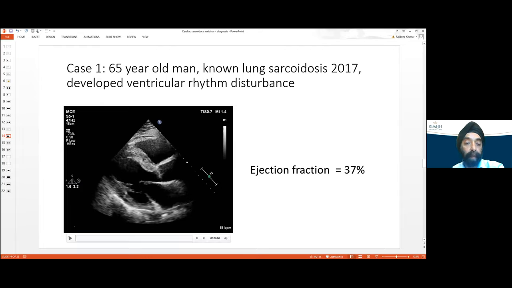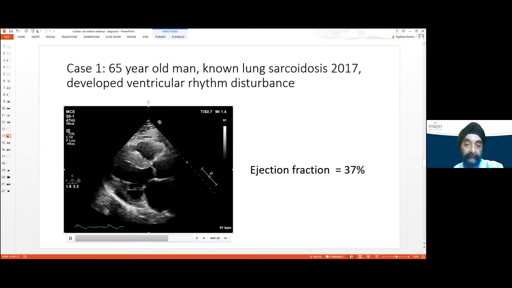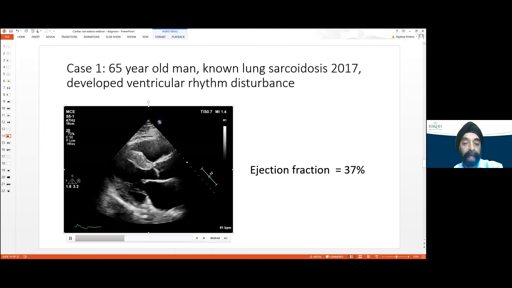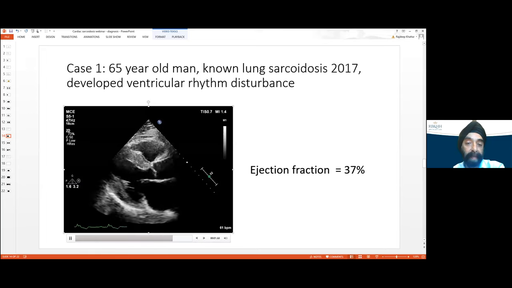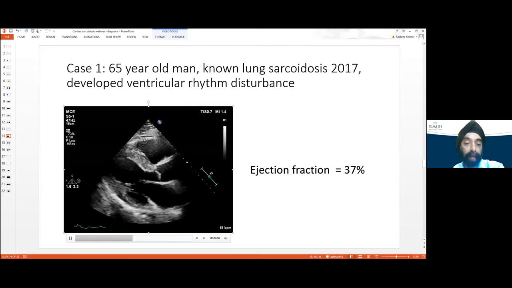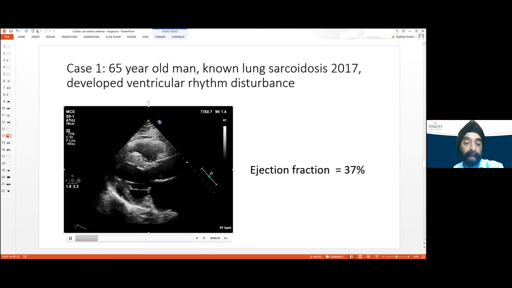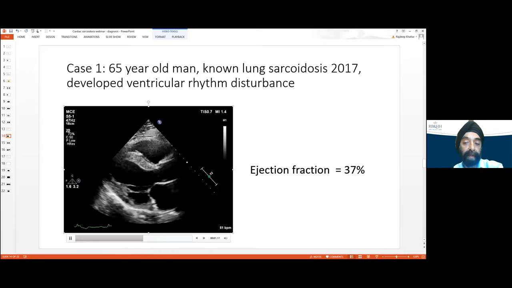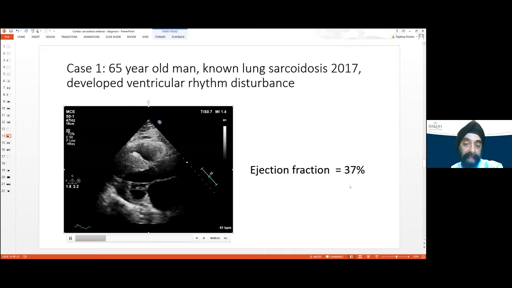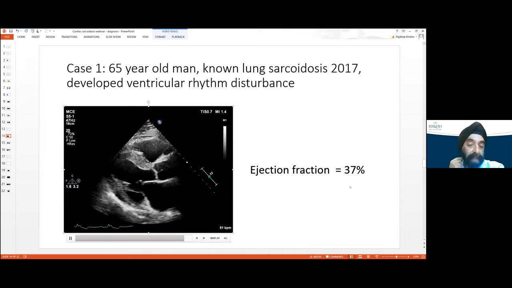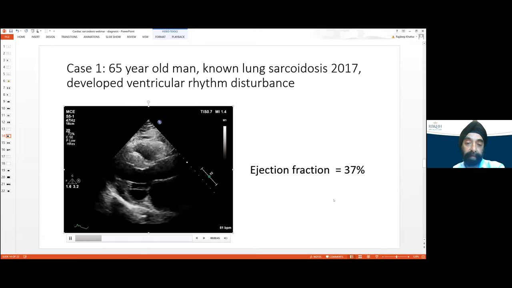This is a 65-year-old man with known pulmonary sarcoidosis who presented with a ventricular rhythm disturbance. I want to show this case because it shows many of the features of cardiac sarcoidosis. So the septum, which is this wall here, is quite thickened. The thickness is approximately 15 millimeters, but it should be less than 10 millimeters. And also the septum has this granular appearance, whereas the wall opposite it is quite the opposite. It's thinned out. This is an area of scarring, and this, as confirmed by PET, is an area of myocardial inflammation. And the ejection fraction in this case is less than 40%, it's 37%. So based on the echocardiogram, there are clear diagnostic criteria which suggest that the patient has cardiac involvement of sarcoidosis.